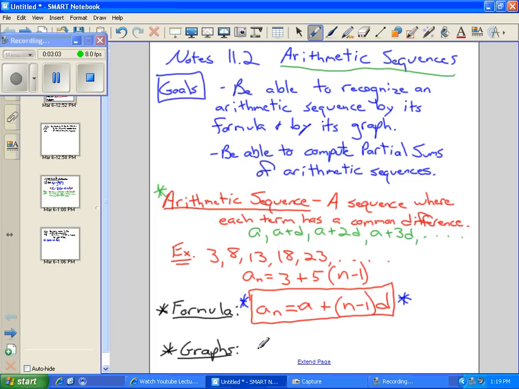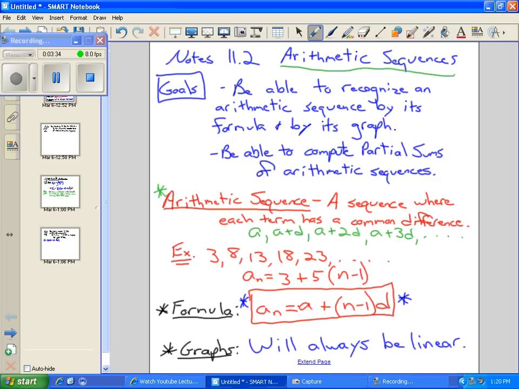One other thing about graphs of these types of sequences is the graphs will always be linear. Your points will always form a line. So that's something you need to recall as well. If you're looking at a graph and you've got points that are lining up in a straight line, you know you're looking at the graph of an arithmetic sequence.